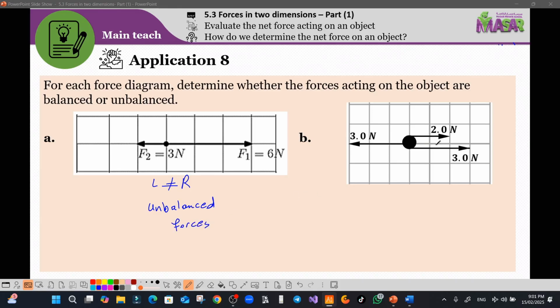Now for this one, before I start evaluating them, I need to combine this and that. So in total, 2 and 3, it's 5 Newton. So on the right-hand side, the total force is 5. And on the left-hand side, we have only 3. And we know that 5 is greater than 3, which means, again, left does not equal right. And we have unbalanced forces.